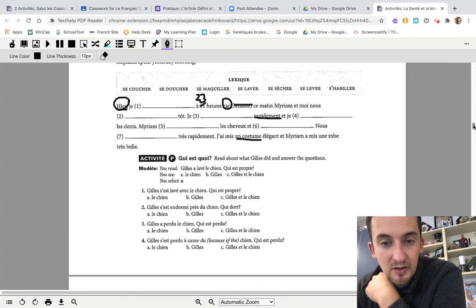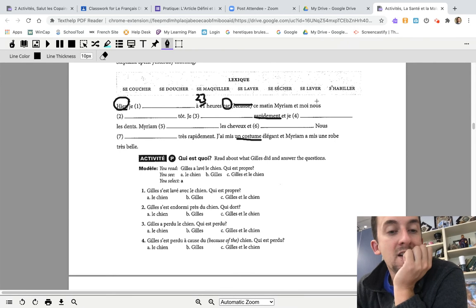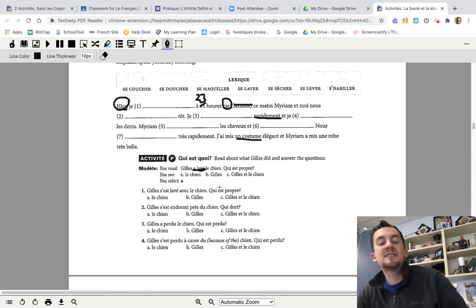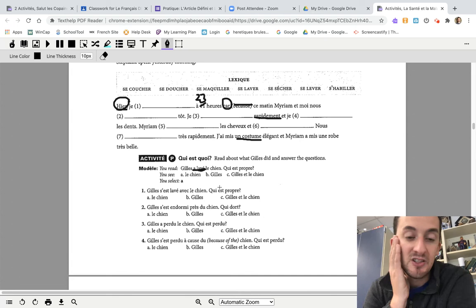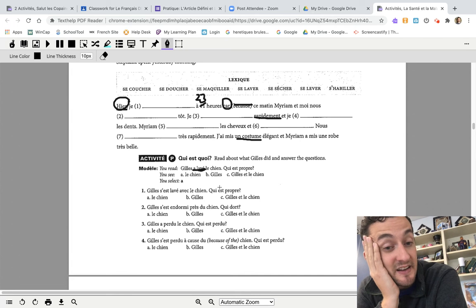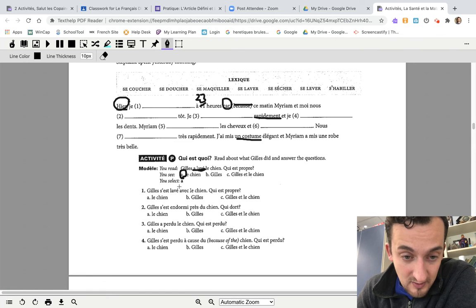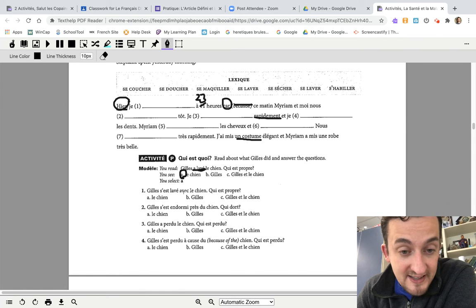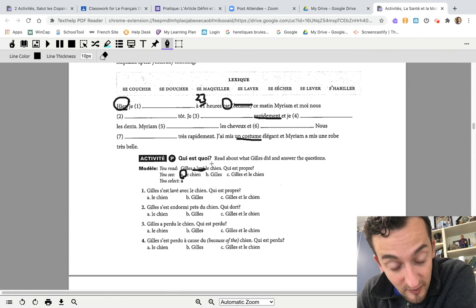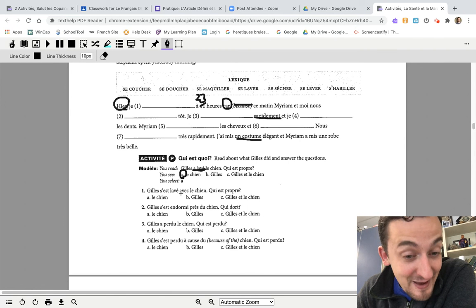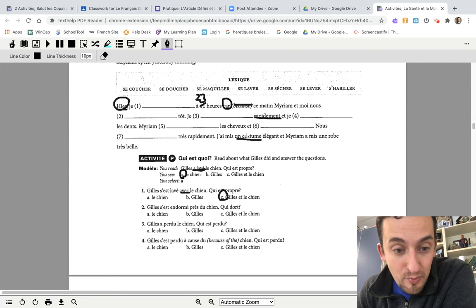Activité P, qui est quoi? Read about Gilles, what Gilles did and answer the questions. So you see Gilles a lavé le chien qui est propre. So if he washed the dog, notice that this is not the reflexive. If we were saying Gilles washed himself, it would be Gilles s'est lavé. D'accord? So qui est propre, and if he just washed the dog, it's just the dog. Oh, interesting. All right, I see. So number one, Gilles s'est lavé avec le chien, qui est propre. Donc, il s'est lavé, mais avec le chien. So it's both Gilles and le chien that are propres.